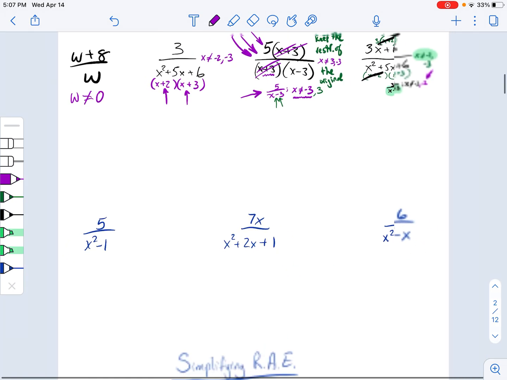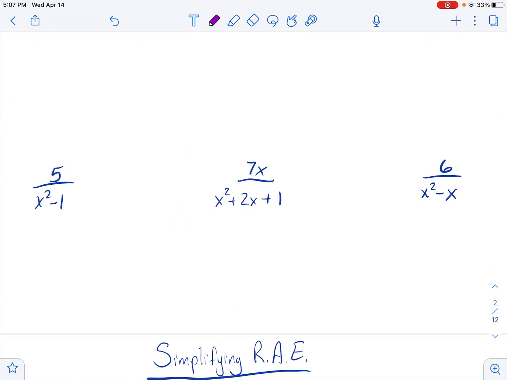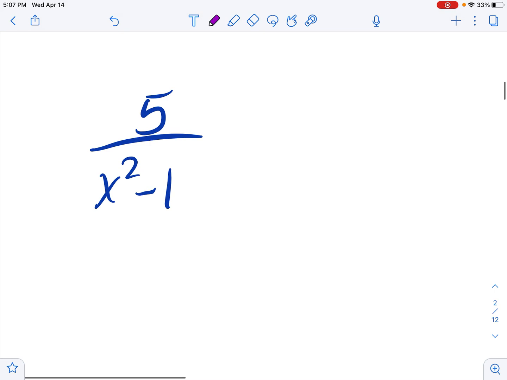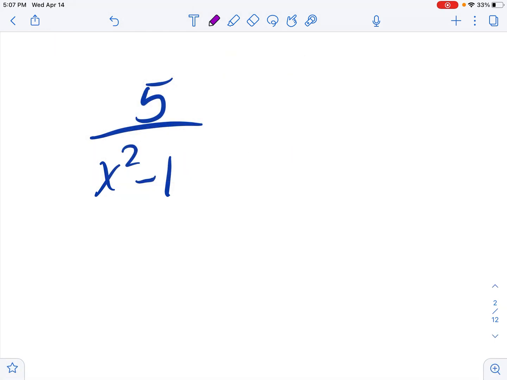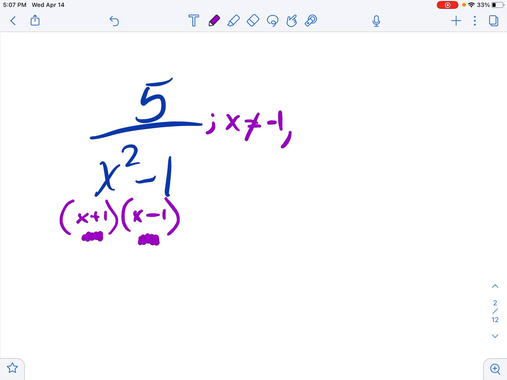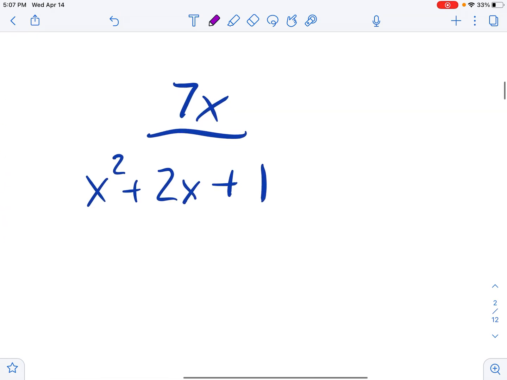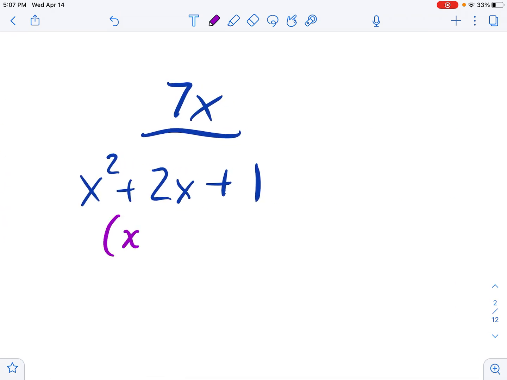So just a few more restrictions with some factoring. So 5 over x squared minus 1. My first inclination is like x definitely can't be 1, but wait, let me factor and let me see all the values that x is not allowed to be. Okay, so x cannot be equal to -1 and x cannot be equal to 1. All right, so here this would be x plus 1, x plus 1. Interesting. So here, the only restriction I have is x is not allowed to be equal to -1.